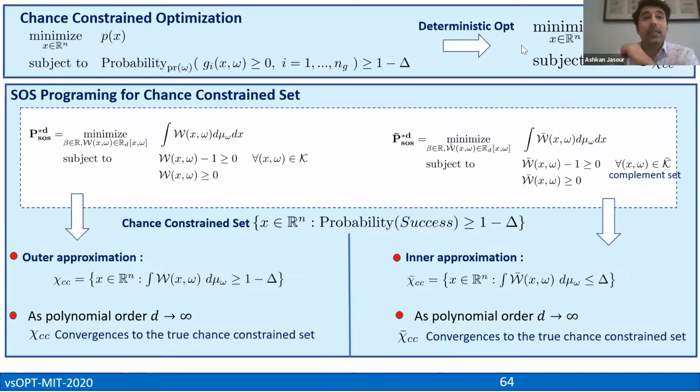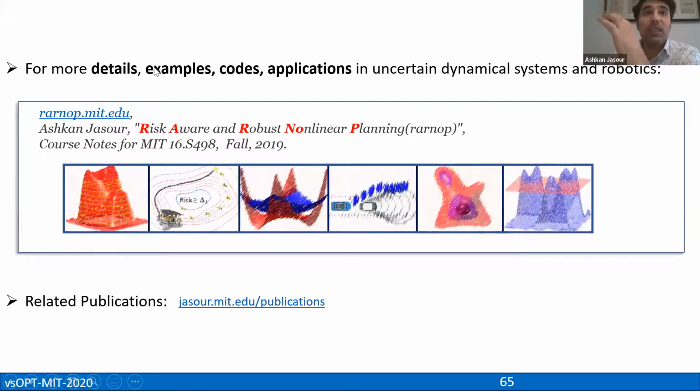So this is almost the end of my talk. For more details, for examples, for codes, and more importantly, for the applications in uncertain dynamical systems and also in robotics, please look at this website.